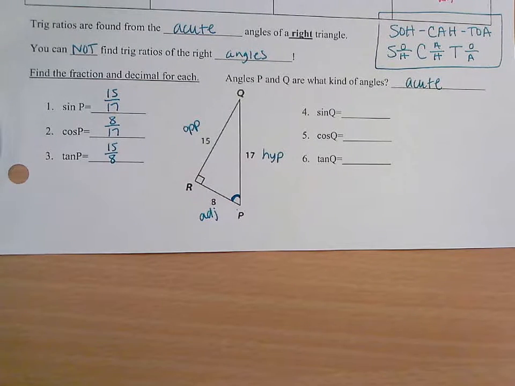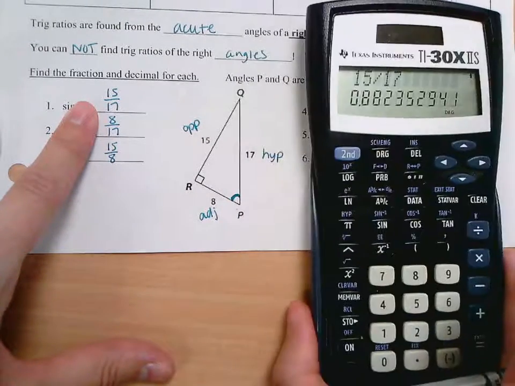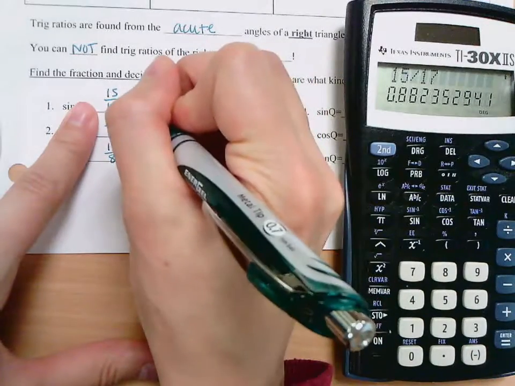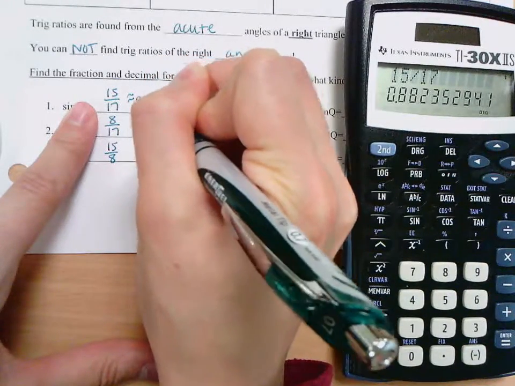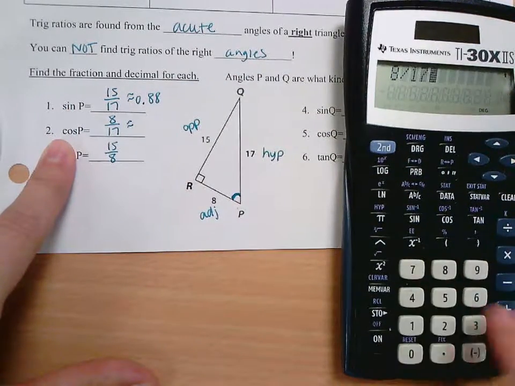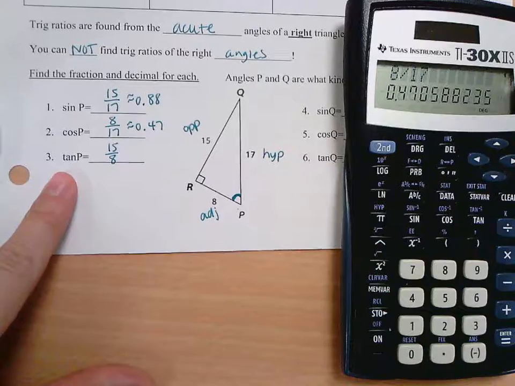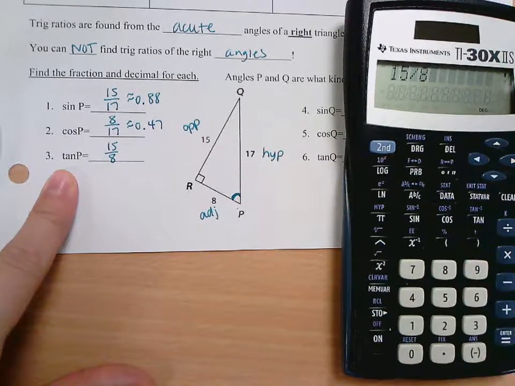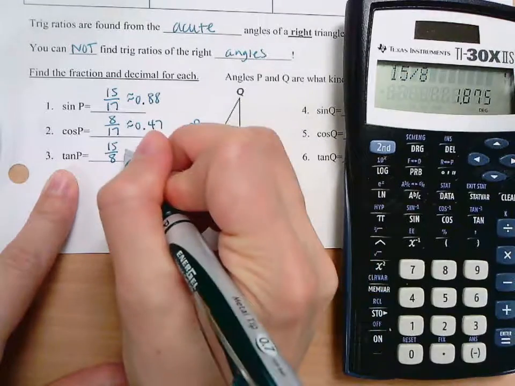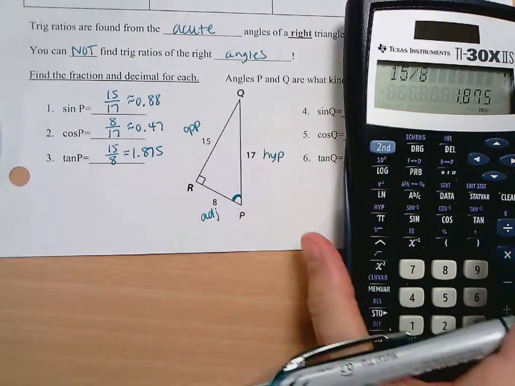Okay, so those are the fractions, and then for decimals you would just divide those fractions. So you don't actually need to use the sine, cosine, tangent keys. So you would do 15 divided by 17. Ooh, there's a glare. So this is approximately 0.88. And then 8 divided by 17 is approximately 0.47. And for tangent, 15 divided by 8 is exactly 1.875. There's only 3 decimal places, so I don't need to round it.